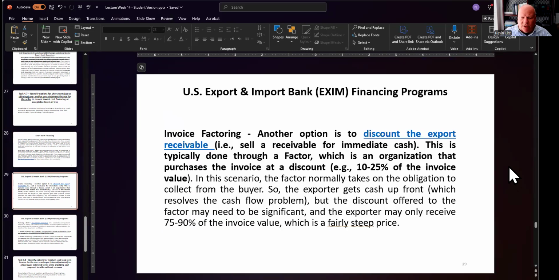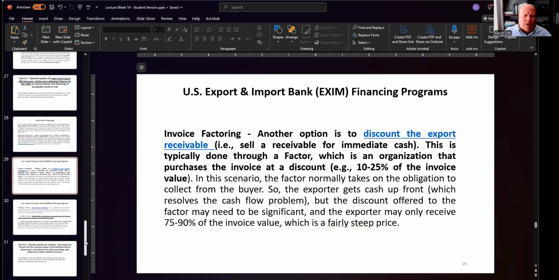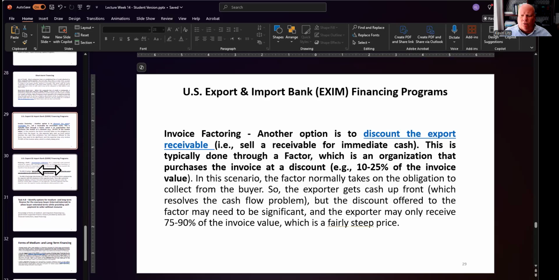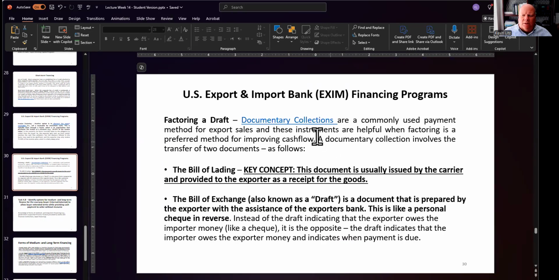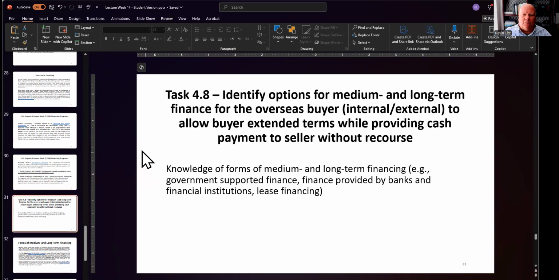We've talked about factoring. You can take your accounts receivable and go to either a bank or a factoring company, and they will buy it from you up front and take a hefty portion of it. That's usually for companies that have real serious cash flow problems. They might be on the edge of bankruptcy and they just have to have money to keep their organization running. You can also factor a documentary draft, documentary collection. Remember that. I give you a bill of lading. It's a key concept to remember, bill of exchange.